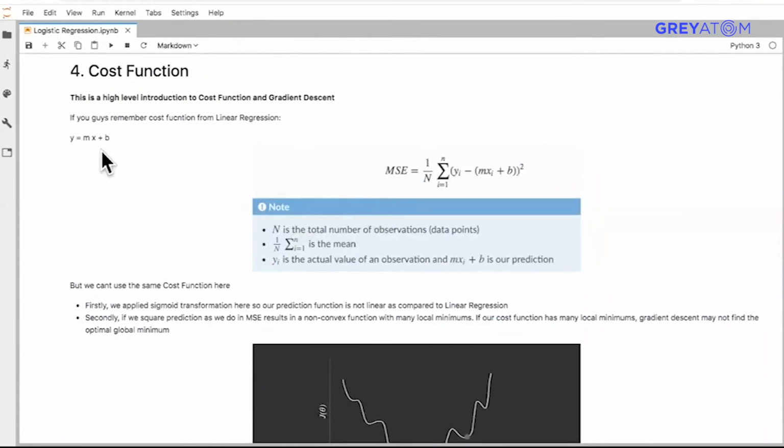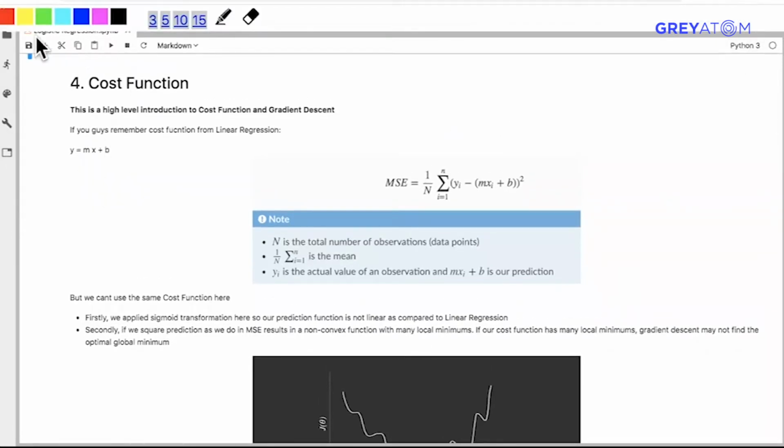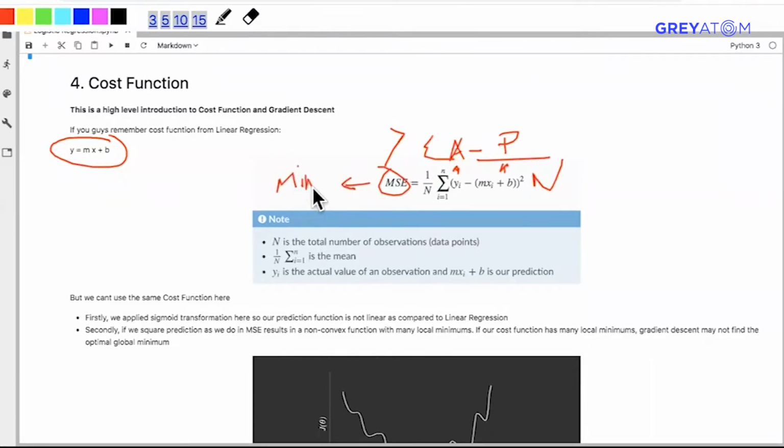The linear regression cost function is pretty simple. You have the prediction values, and you do a mean squared error where you take actuals minus predicted. These are your predictions, and these are your actuals, and you sum the squared differences over the number of observations, and that's how you get the mean squared error. In linear regression, your motivation is to minimize this. But we can't use the same cost function for logistic regression.